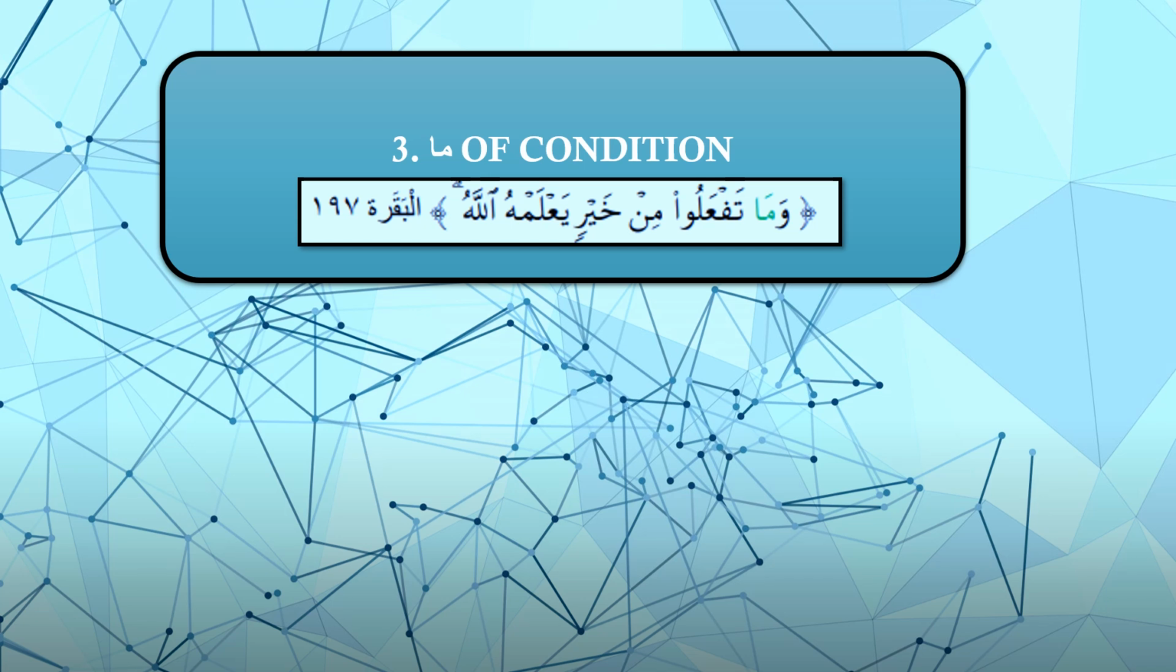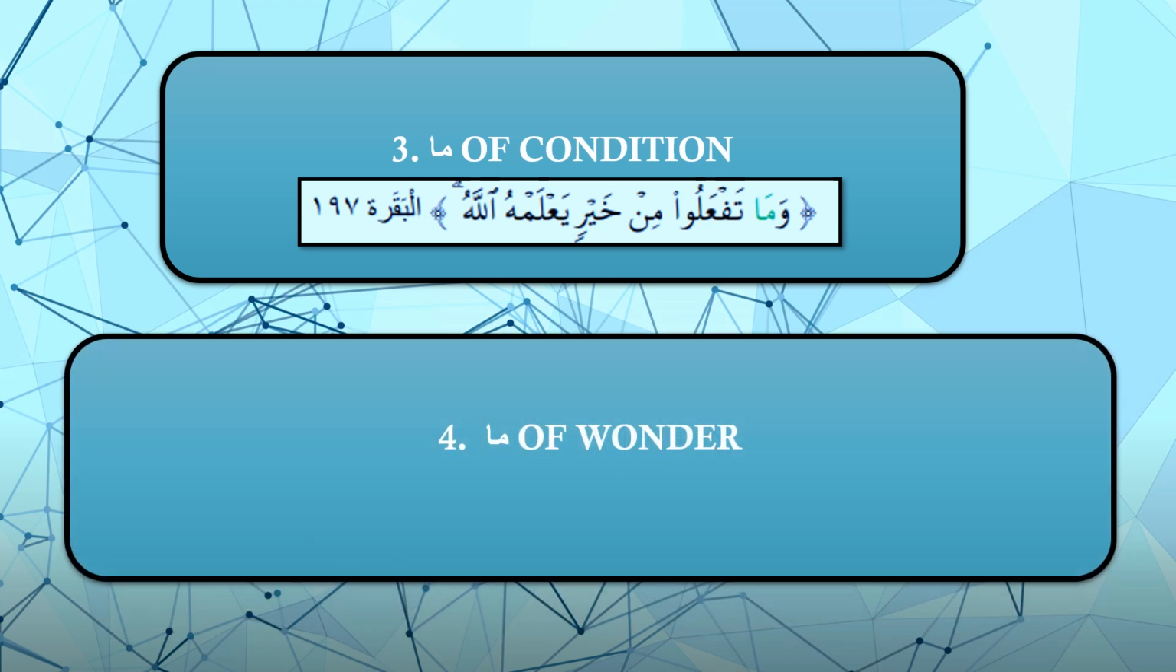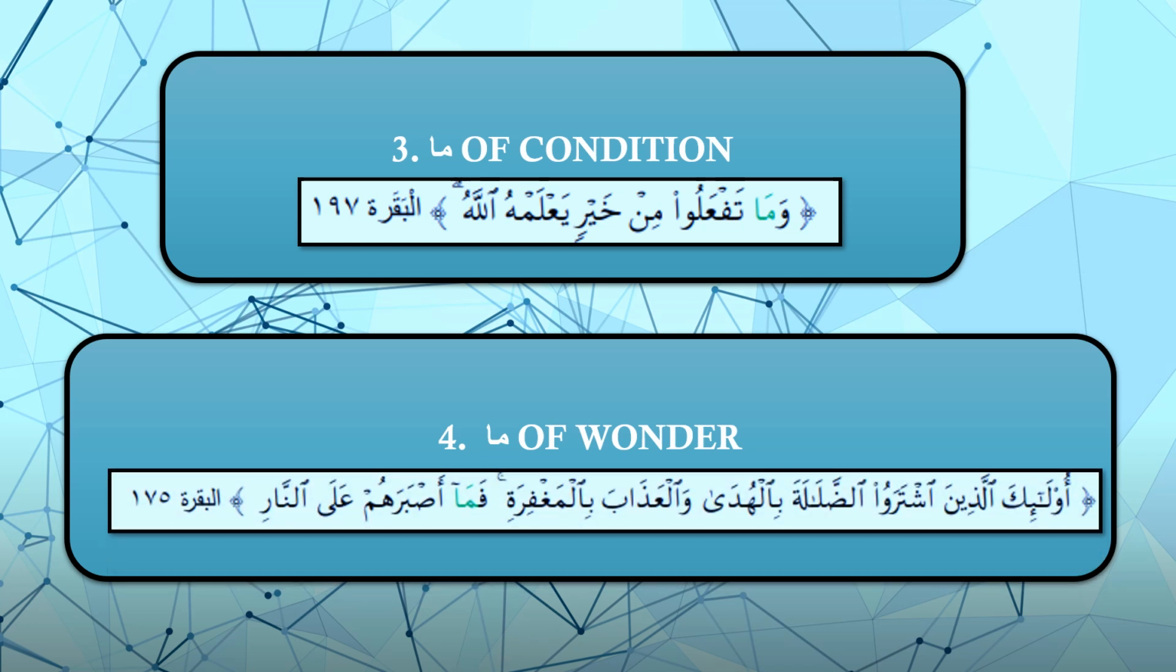The next one, the fourth one, is ma of wonder. When you are in amazement, you say ma ajmal as-sama, meaning how wonderful the sky is. So whenever you are in amazement, you use the ma of wonder, that is ma litajjub. So the example is ulaika alladhina ishtaru ad-dalala.